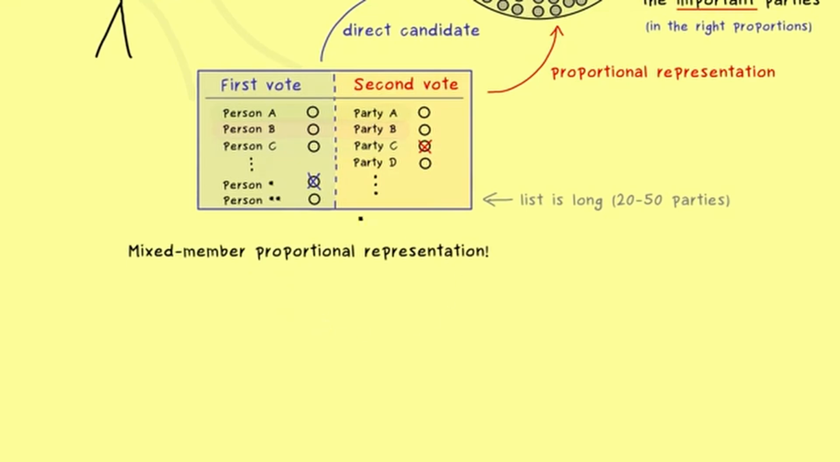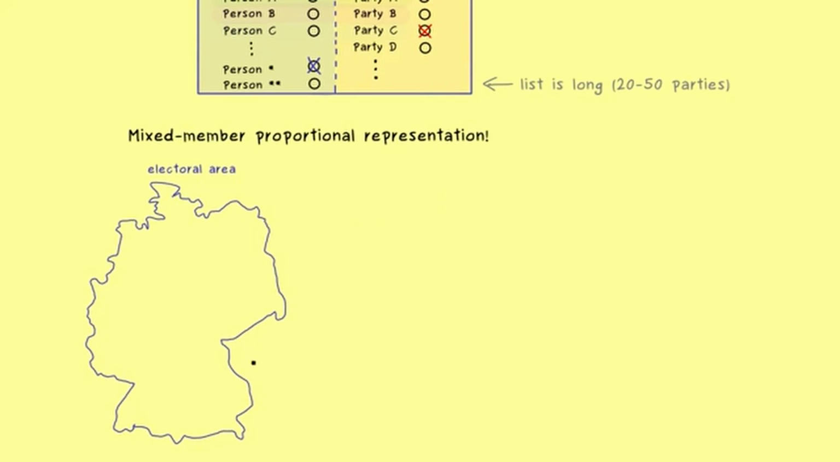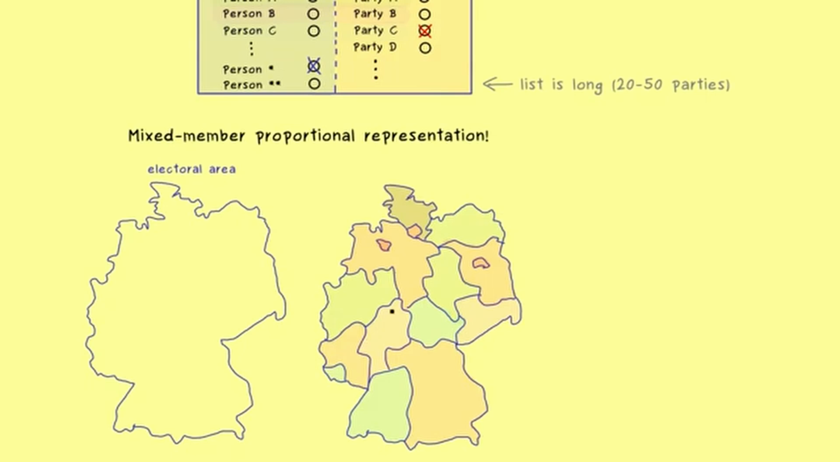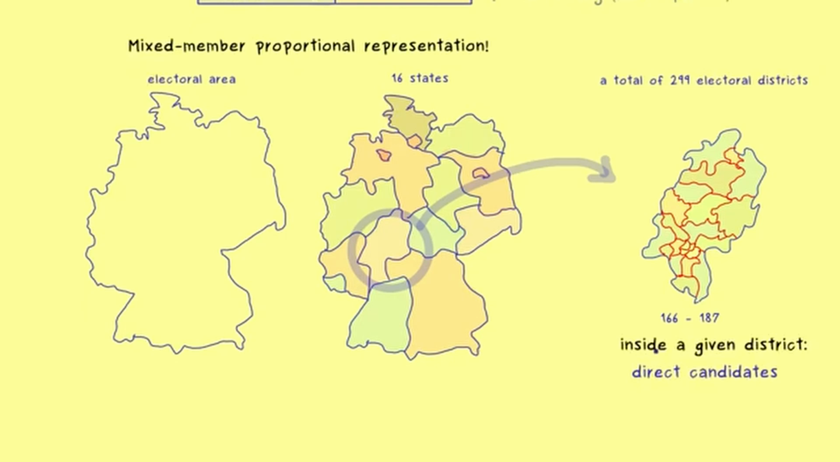First, you should know that in Germany the whole election process has 3 layers. The outer level is given by the entire electoral area, and this one consists of exactly 16 states. These states are split into smaller parts again. And what we get is a total of 299 electoral districts. And now it's important to note that each electoral district has its own ballot paper. This means inside a given district we have direct candidates, and after all the first votes are counted, we have 1 winner for each district.